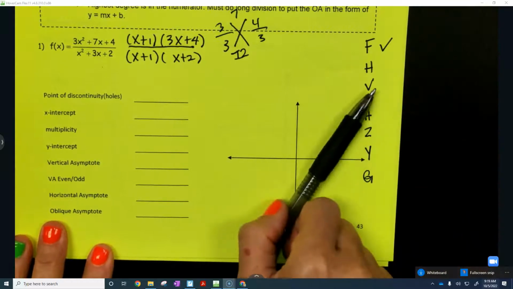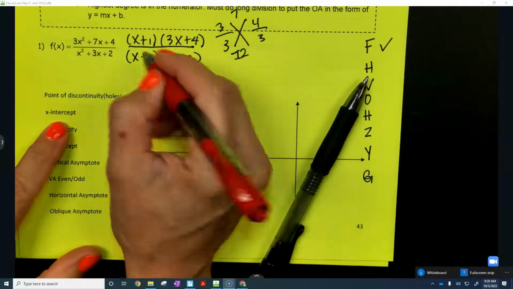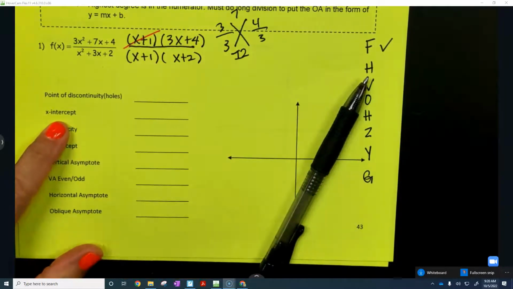The next thing that we're looking at, that first H, stands for holes. And a hole is where something cancels out from the top and the bottom. Do y'all see the x plus 1? Those are going to cancel out. You're going to have a hole in your graph. So a hole and an asymptote are kind of like the same thing. The graphs love them, but they do not touch them. So these cancel out. I'm using my red pen on purpose.